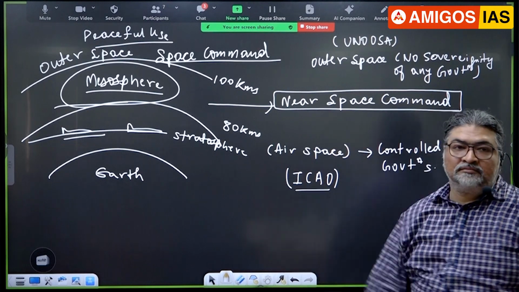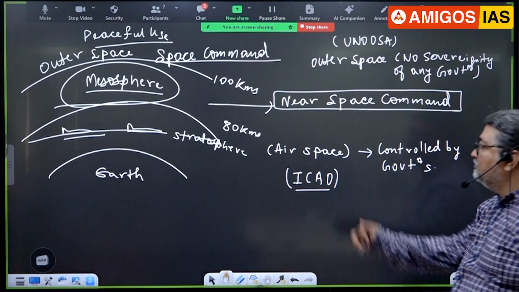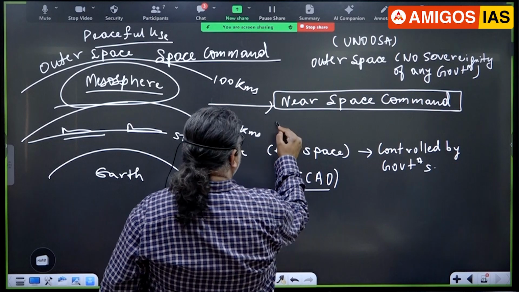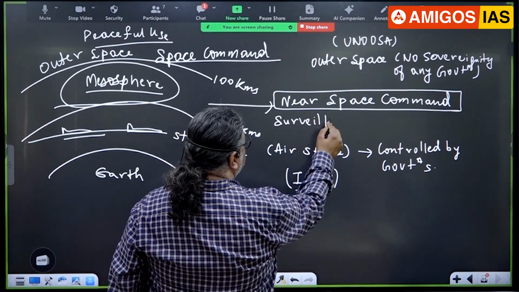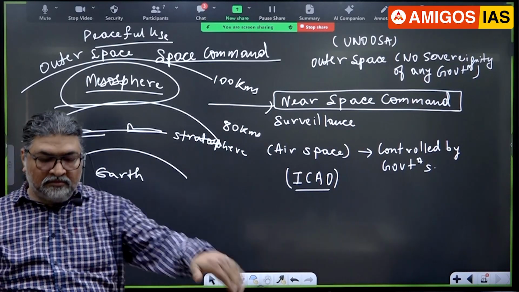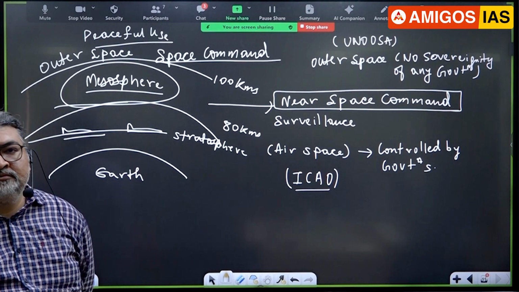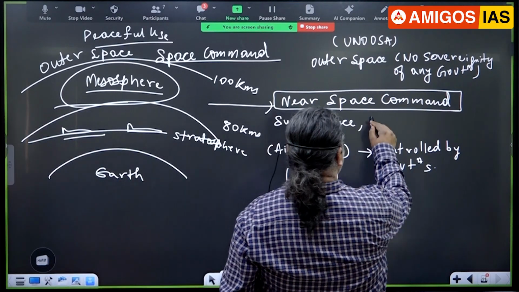In between. Now, tell me what all uses can be made of this. One use can be surveillance, keeping an eye on development. Second could be what? Military.